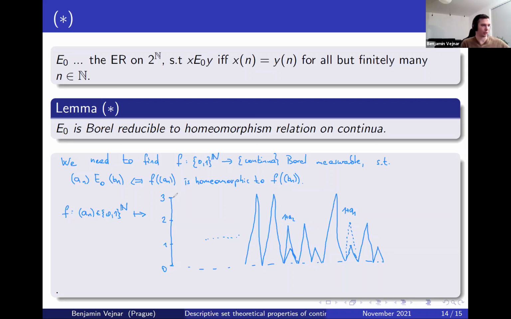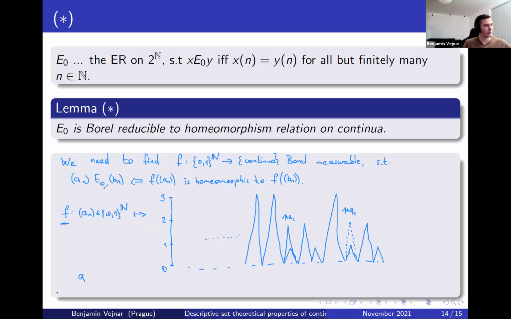So its closure actually is a compact subspace of the plane. It is a continuum. And the claim here is that such a function f is in fact a reduction. Well, what do we need to check? We need to check that if we have two sequences a_n and b_n, and they are E0 equivalent, then the images are homeomorphic.